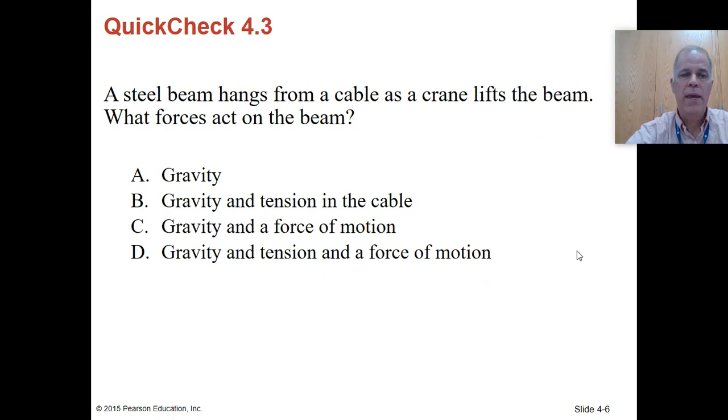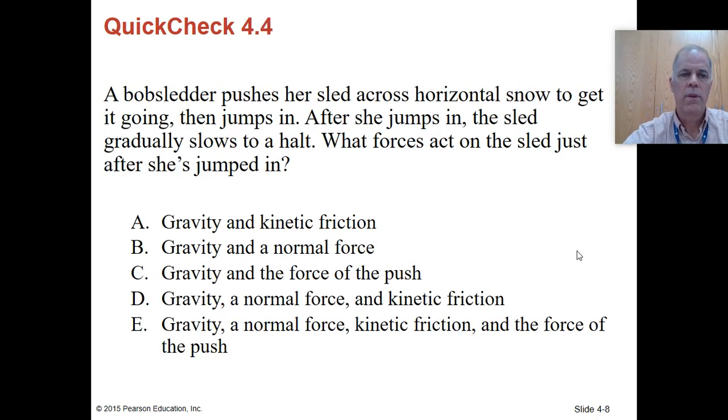Steel beam hanging from a cable. And here's the answer right about now. It's just a beam hanging from a cable. So it's the gravity pulling down, the cable pulling up, and it is in equilibrium, so they should be equal. Next, bobsledder pushing her sled. Bringing up the answer right about now.